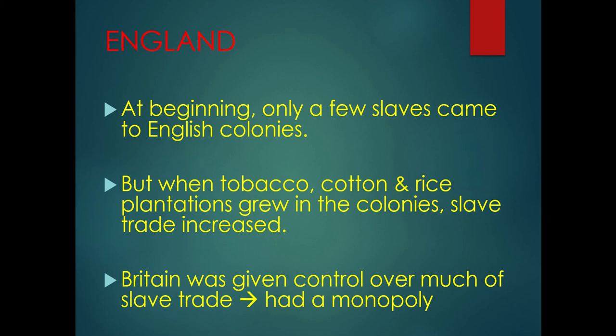So you see this word down here at the bottom that says a monopoly. A monopoly means they have control over it. Kind of like the game Monopoly. You're trying to own the most things, the most places, the airports, the hotels, and all that in the game of Monopoly. So Britain owned most of the slave trade. So they had a monopoly.